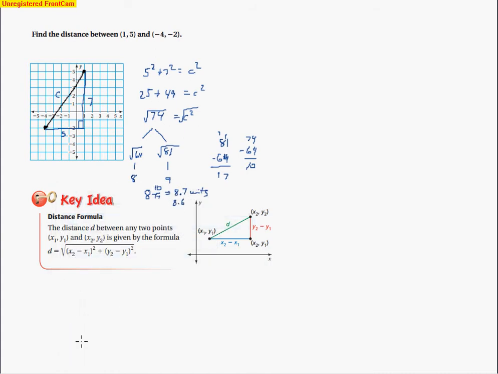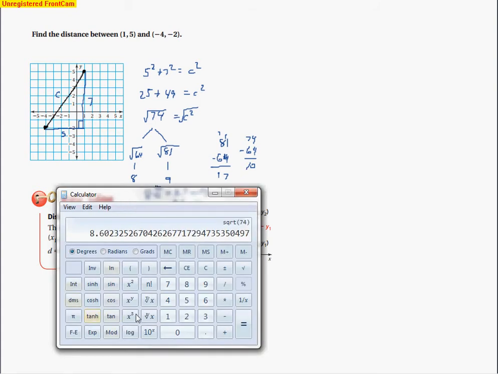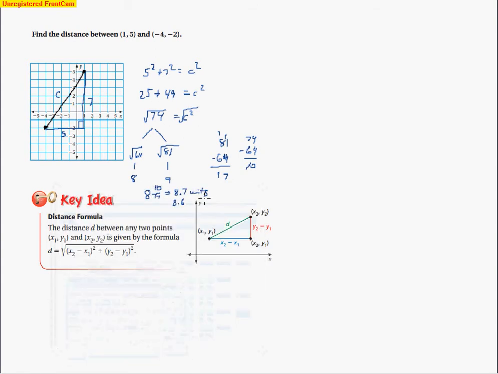But if you look at 10/17, if I divide 10 over 17, you can see how that number is really close to 8.6. So doing that division would have got me a pretty good approximation of what that number is. So 8.6 units, 8.7, right in that range. 8.6, a little better estimation, so I'll go ahead and box that one.